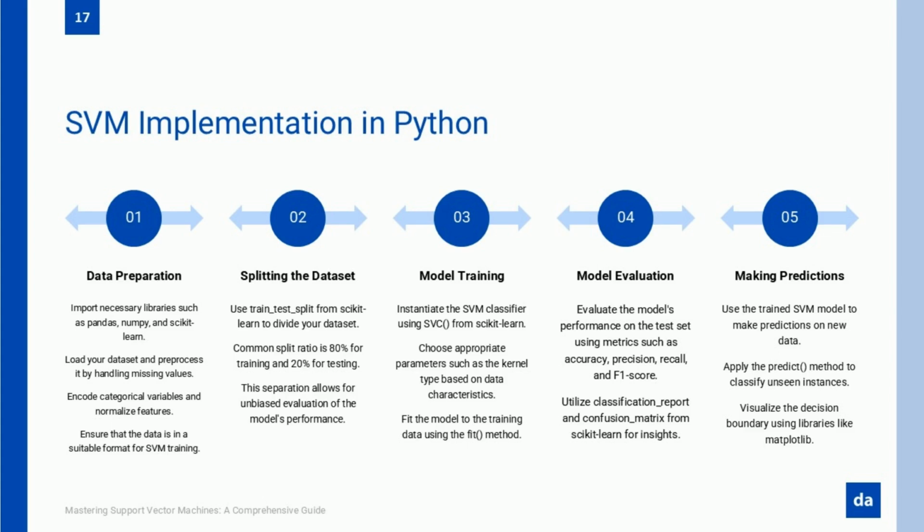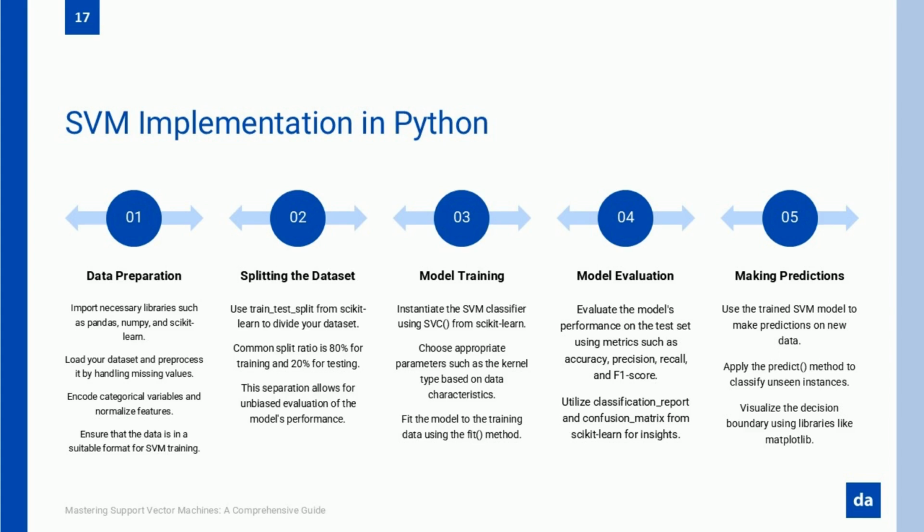Now it's time to build the actual SVM model. In Python, it takes just a few lines of code. We use scikit-learn's SVC class to create the model. This is where we decide which kernel to use, linear, polynomial, or RBF. If the data is simple and linearly separable, a linear kernel works fine. But if the patterns are more complex, RBF is usually the best choice. We also set our hyperparameters like C and gamma, which we tuned earlier to get the best performance.